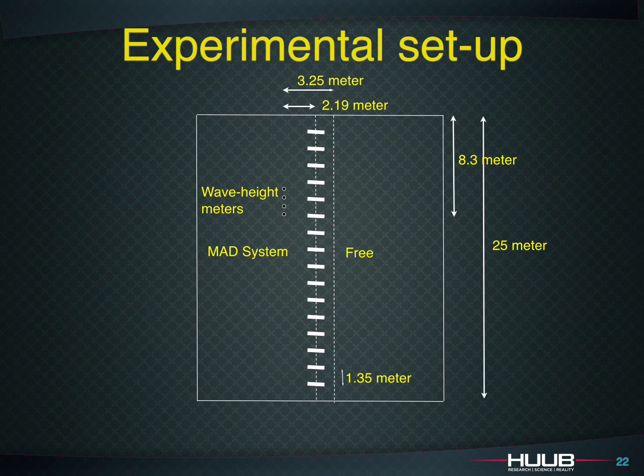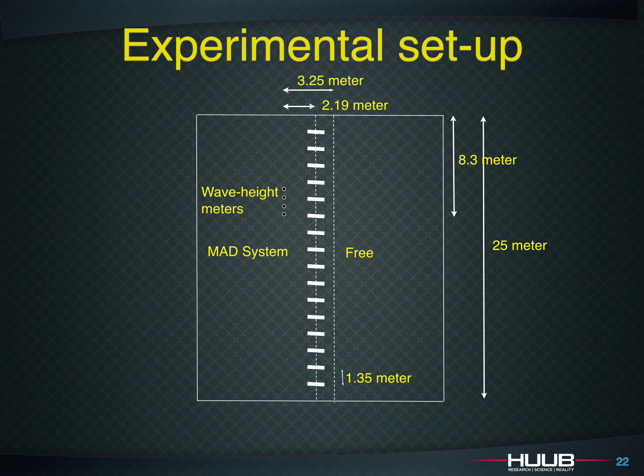So what you see here is we had the mat system installed in a 25-meter pool. And on the right of that, you see that there are 4 wave height meters, which were positioned at a specific distance from the track of the swimmer. And we had 2 conditions: swimming on the mat system at a distance of 2.19 meters, and we had the swimmer swim free at a distance of 3.25 meters.